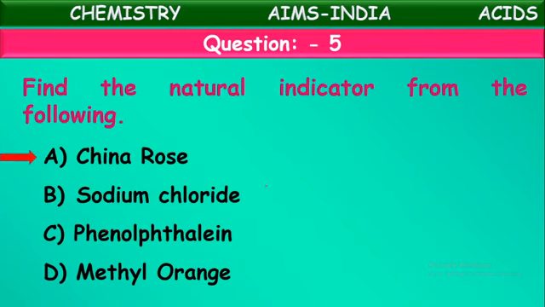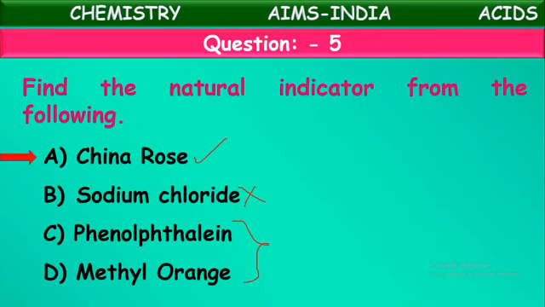What about the remaining? Let us see. Sodium chloride. It is not at all an indicator. It is a salt. It is a chemical substance. That's it. It is not used as an indicator. And phenolphthalein and methyl orange, these two are synthetic indicators, not natural indicators, because these two are prepared in the laboratory. Of course, these are indicators only, but they are synthetic indicators. So only China rose is a natural indicator among these all.